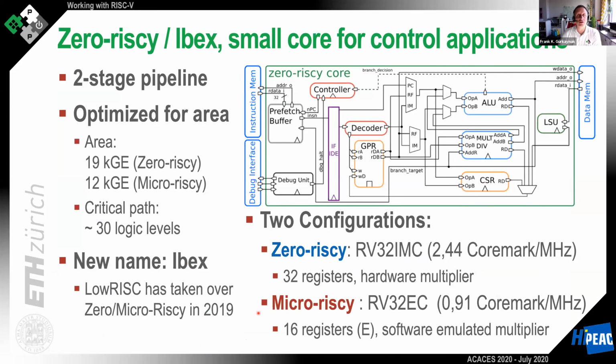So let's give a brief introduction. This is Zero-riscy, or the Ibex, as we had it. As I said, there are two configurations. They are the same architecture, both have two-stage pipelines. And we wanted to have a core as small as possible. So one is 19 kilogates, the other one is 12 kilogates. The difference comes from these extensions. Zero-riscy, the larger one, has 32 registers and a hardware multiplier. And Micro-riscy tries to shed everything. So it uses 16 registers, and the multiplication instructions are emulated in software. This is why it can get even smaller.